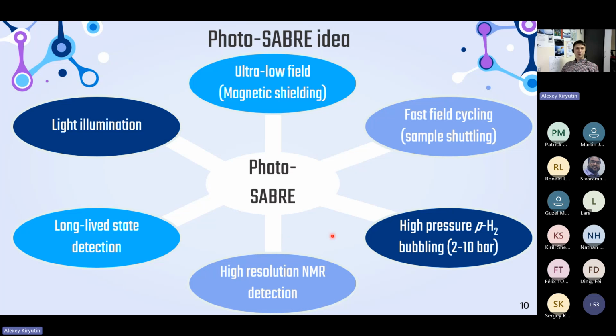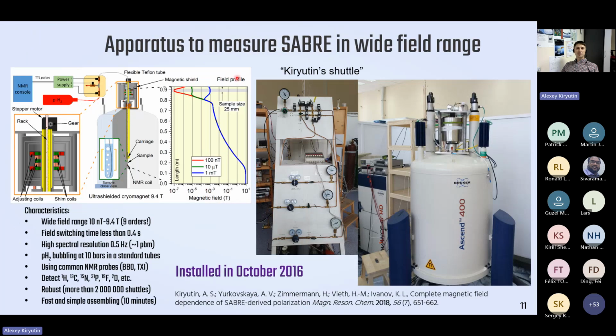The difficulty was getting everything to work together: light illumination, parahydrogen bubbling, sample shuttling, field cycling in the magnetic field, and NMR detection with long-lived state option. To perform SABRE measurements in arbitrary magnetic fields, we already had a setup based on moving the sample along the axis of the cryomagnet, which I constructed in 2016. This setup allows us to vary the magnetic field from 2 millitesla to 9 Tesla by positioning the sample.